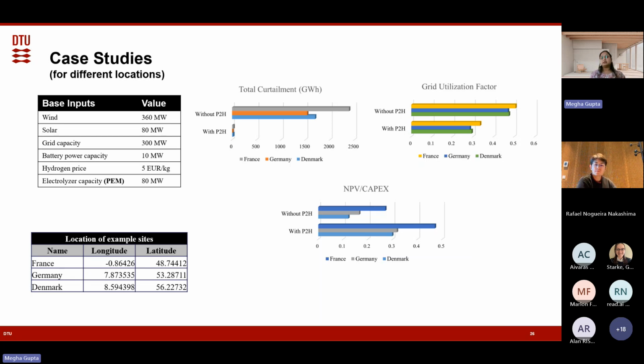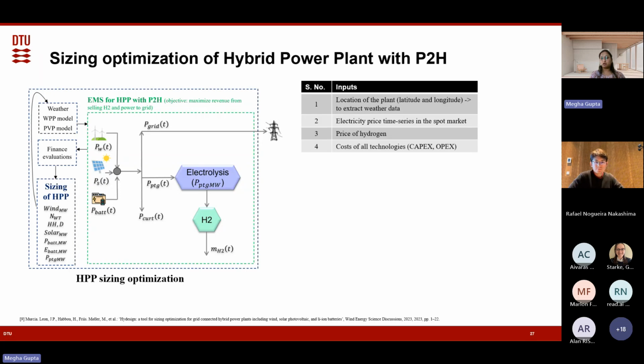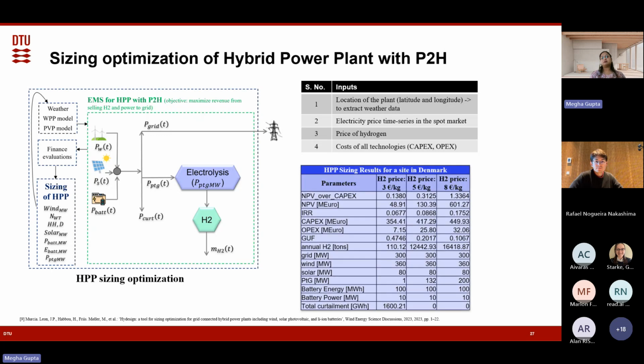So this is one thing, the evaluation of a given hybrid power plant design, which can be done by HyDesign. And the second thing, the sizing optimization, which we can also do with HyDesign, is done with the same setup, given the location of the plant and all the inputs as I mentioned earlier. Here, along with the EMS, we are also continuously updating the design parameters of the plant, so that when the solution converges, we know what the optimal size is.